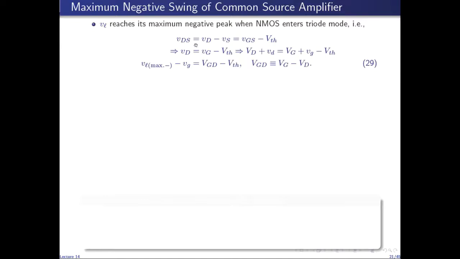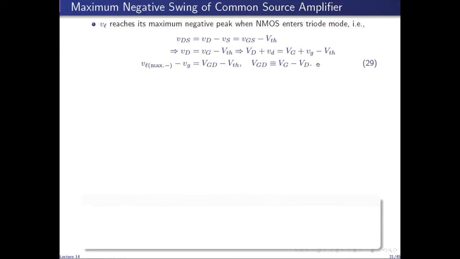That is when VDS is equal to the overdrive voltage, VGS minus V threshold. VDS is VD minus VS, VGS is VG minus VS, VS gets cancelled on both sides, so we are left with VD on the left side and VG minus V threshold on the right side. VD is the sum of DC plus AC components, and VG is the sum of DC plus AC components.